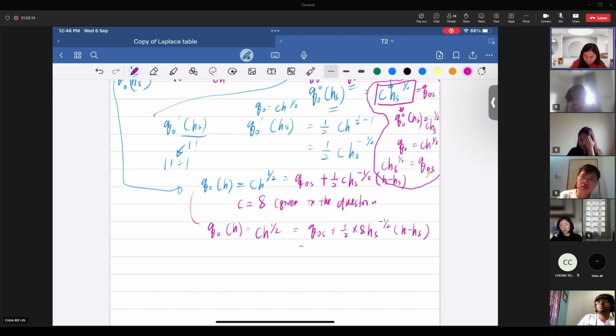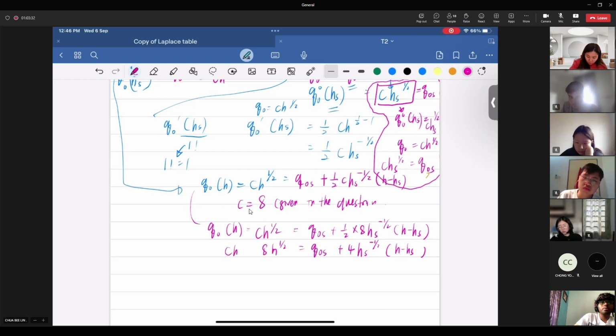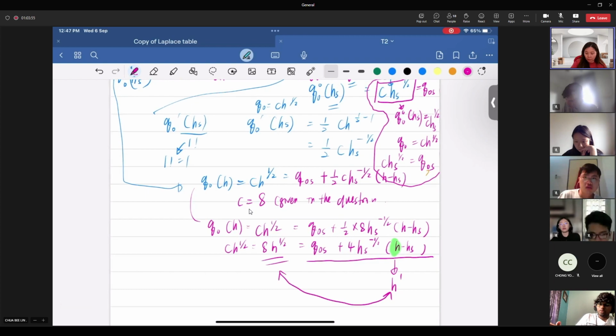So this will give you QOS plus 4 HS power to negative 1 over the 2 multiplied with H minus HS. Means you have changed this C power to 1 over the 2, which is 8, given from the beginning, finally equivalent to this. And you can check the term here. Your H finally is H power to 1. So you have changed the non-linear term to linear term.